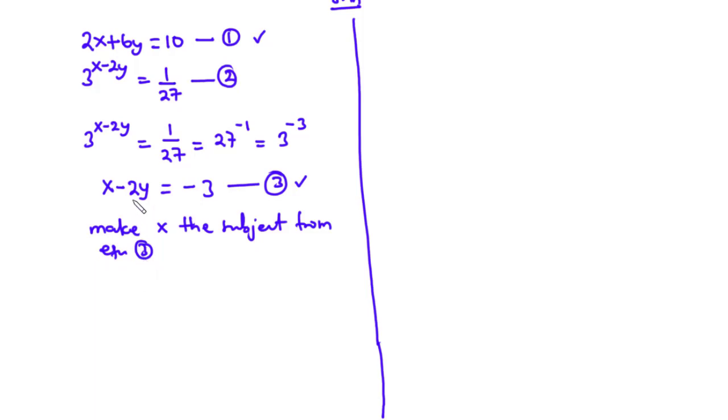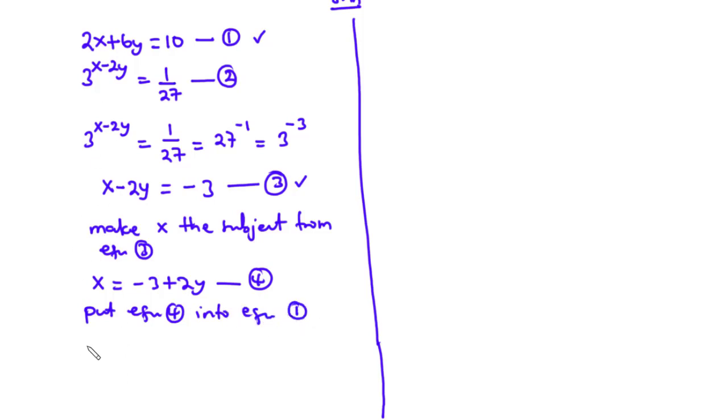So from equation 3, we transpose negative 2y to the right hand side. So we have x equals negative 3 plus 2y. This becomes equation 4, and then we put equation 4 into equation 1. So for equation 1, we have 2 times x. x is negative 3 plus 2y, plus 6y equals 10. Let's multiply 2 across. 2 times negative 3, we have negative 6. 2 times 2y is 4y plus 6y equals 10.